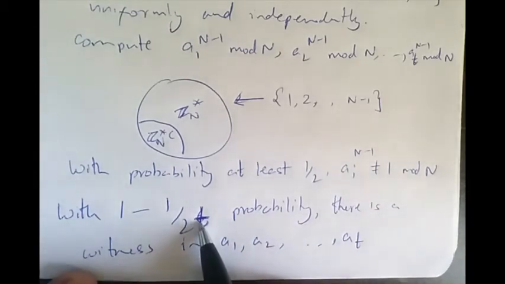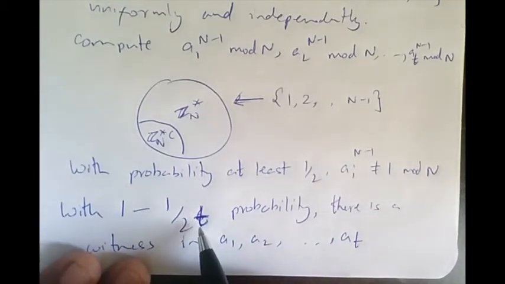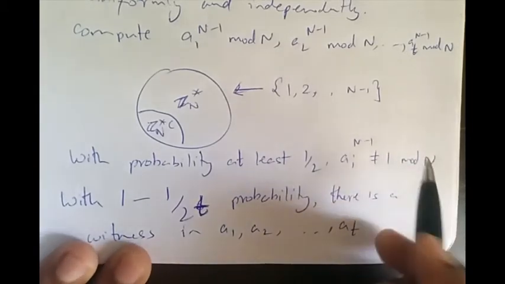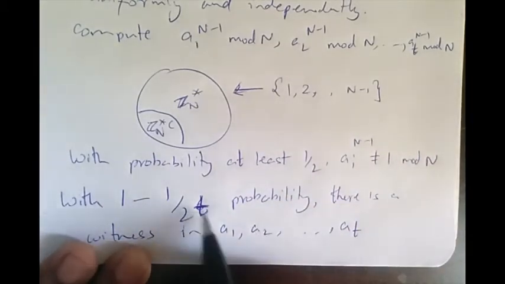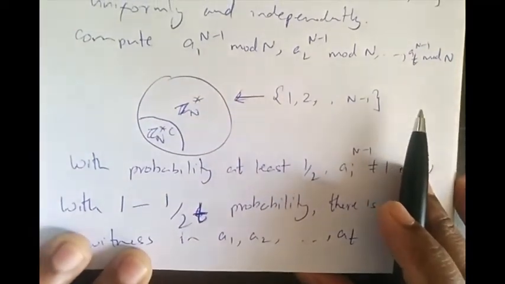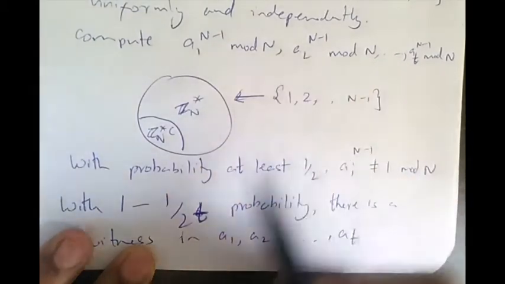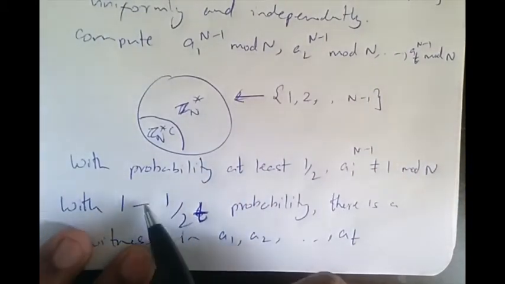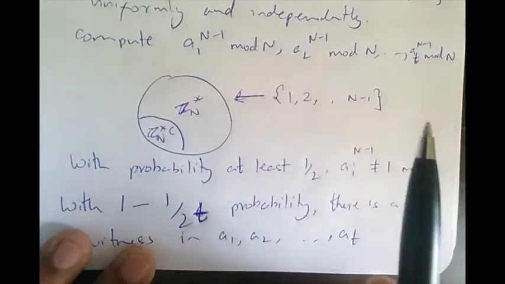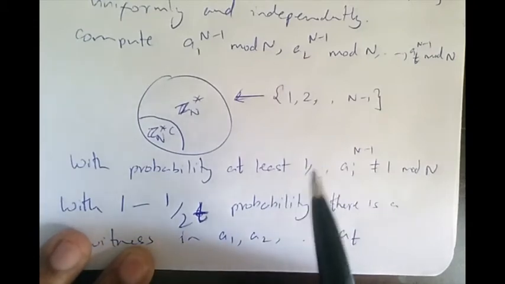And if you choose something like t equals 100 or 200, that's only 200 exponentiations. In the last class I showed you that you can do exponentiations efficiently using the square and multiply method. So you do 100 or 200 of these exponentiations, and you look at the sequence a1 raised to n minus 1, a2 raised to n minus 1, up to at raised to n minus 1. With t equals, let's say, 100, with probability 1 minus 1 over 2 raised to 100, which is very close to 1, one of these will be not equal to 1, and you know immediately that n is composite. Okay.